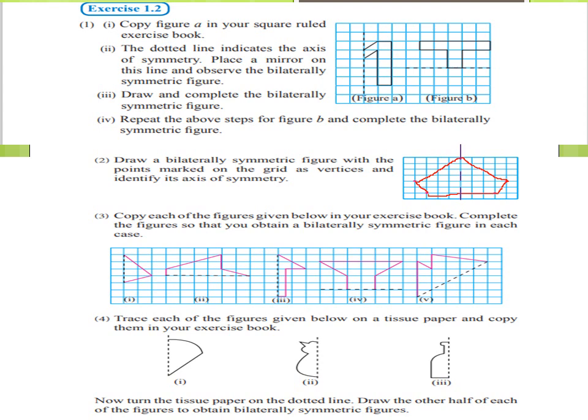And the fourth one, place each of the figures given below on a tissue paper and copy them in your exercise book. So you should just now turn the tissue paper in the dotted line, draw the other half of each of the figures to obtain bilateral symmetric figures. That means guys, you should just draw them in a bilateral on a tissue paper and fold it into two and draw it, and you can copy them in your exercise book, and you can do it at home for like homework.